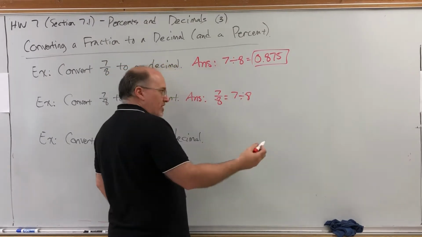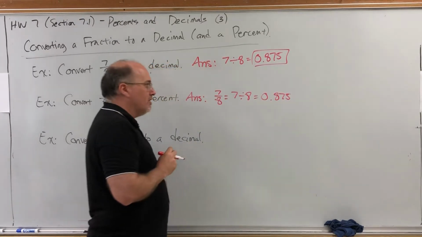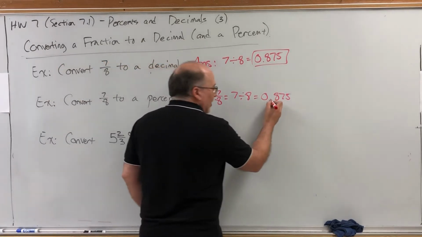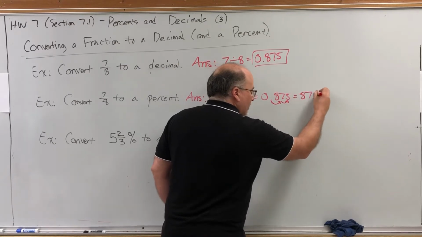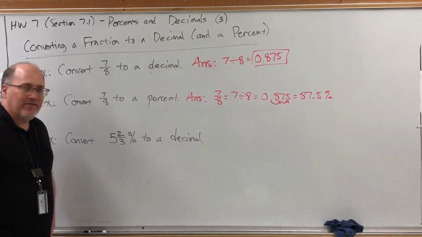We've already done 7/8, so it's 0.875. Then convert the decimal to a percent by moving the decimal 2 places to the right. 1, 2. So 7/8 would be the same as 87.5%.